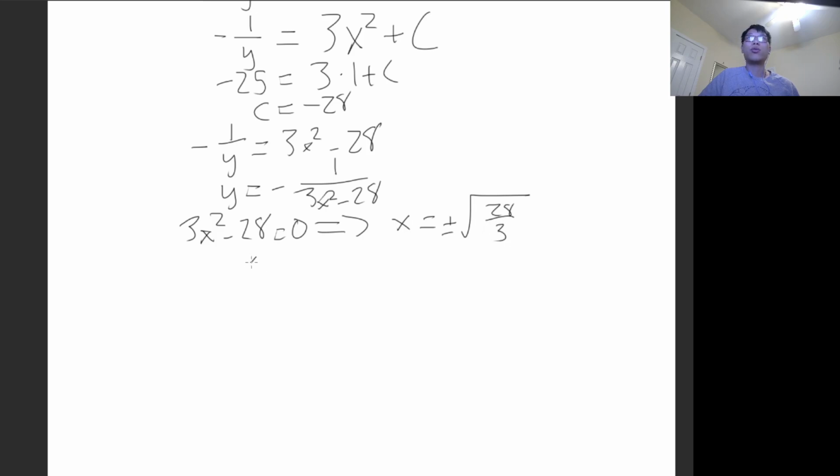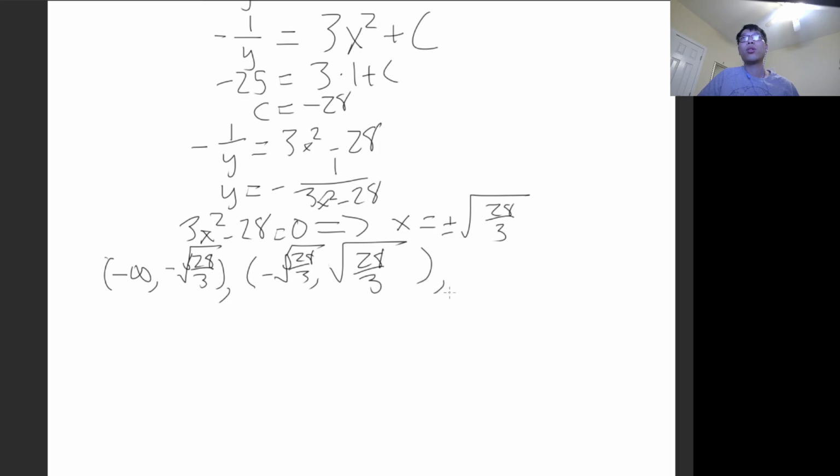So our possible intervals are negative infinity to negative square root of 28 over 3, negative square root of 28 over 3 to positive square root of 28 over 3, or square root of 28 over 3 to positive infinity.